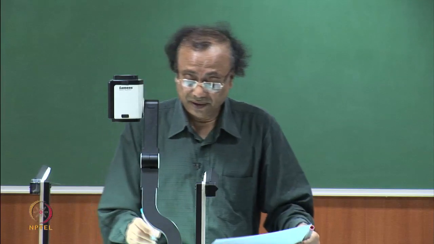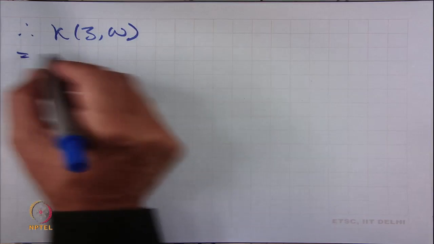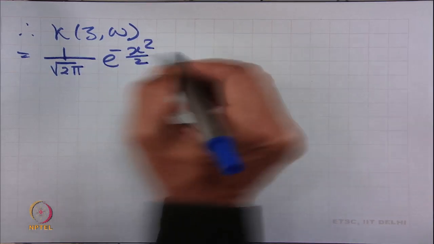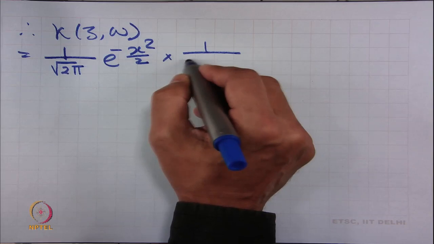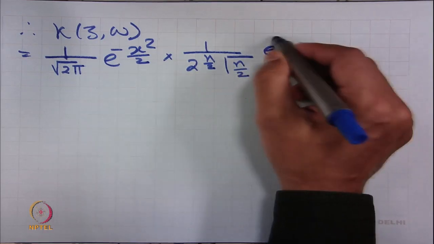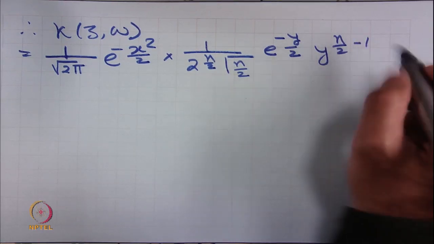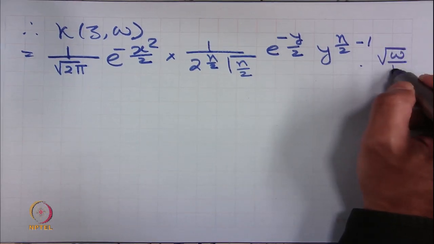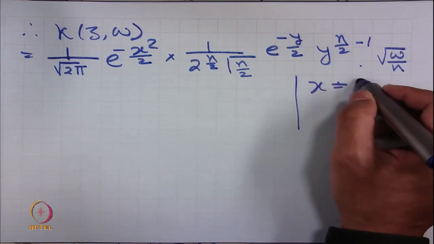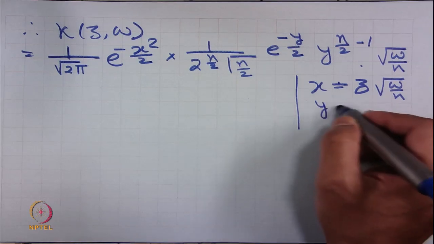Let me write it again. Therefore, k of z, w is equal to 1 over root 2 pi e to the power minus x square by 2, into 1 over 2 to the power n by 2 gamma n by 2, e to the power minus y by 2, y to the power n by 2 minus 1, into root over w by n, and we have to replace x with z root over w by n and y with w.